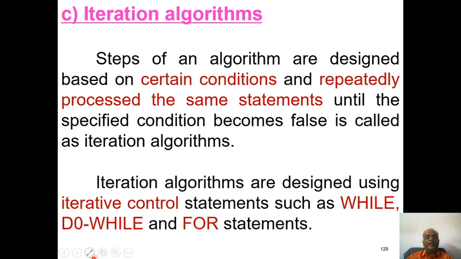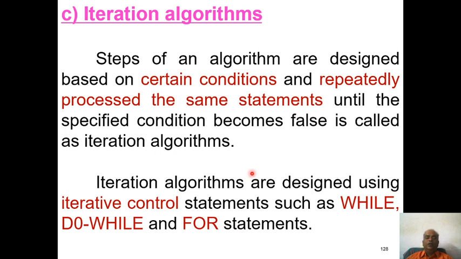So next one is iteration algorithms. These are the steps of an algorithm designed based on certain conditions, repeatedly process the same statements until the specified condition becomes false. So iteration, iteratively, repeatedly process the same statements until the specified condition becomes false. The condition is going to be checked until the false condition comes. It is called iteration. These are in the form of iterative control statements like while or maybe do while.